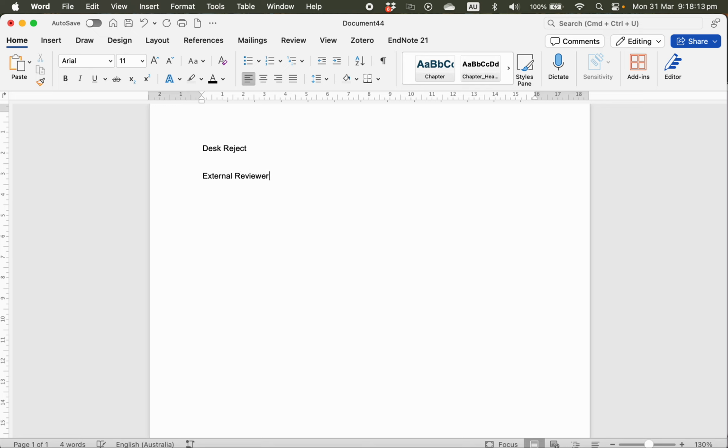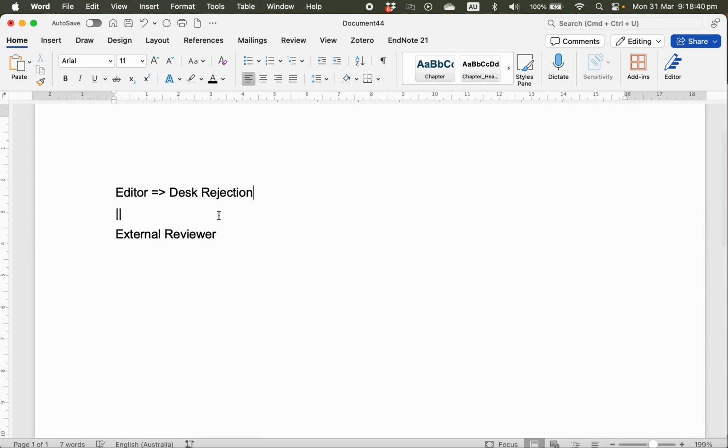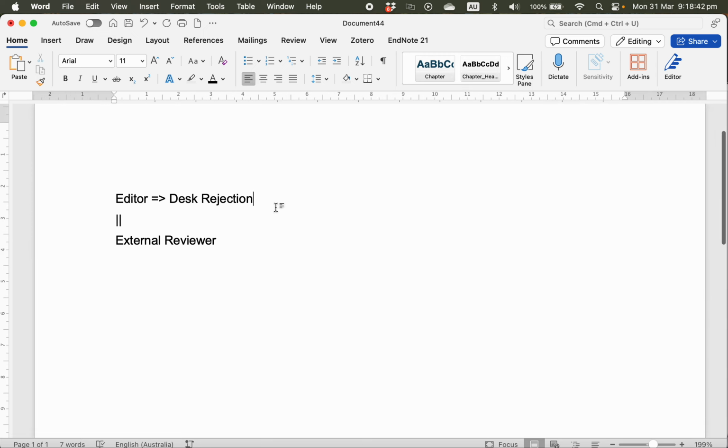So if you submit a manuscript to a journal and the editor has a look at it, and if they're happy with the quality of it, they will send it further to the external reviewers. If not, it will lead to a text rejection, and no further external review round. So there are two possibilities.